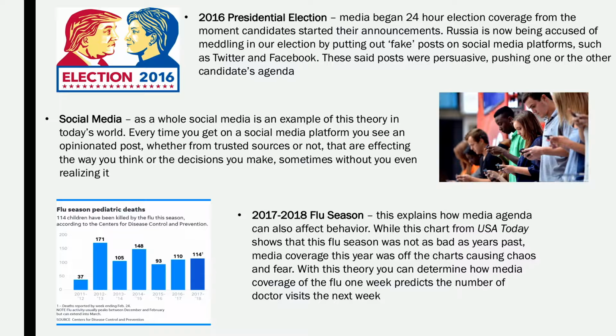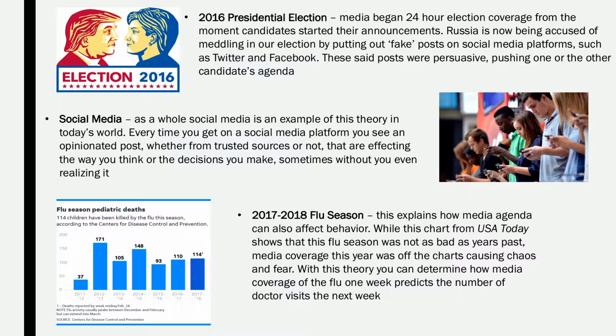Number 2. Social media. As a whole, social media is an example of this theory in today's world. Every time you get on a social media platform, you see an opinionated post, whether from trusted sources or not, that are affecting the way you think or the decisions you make, sometimes without you even realizing it.